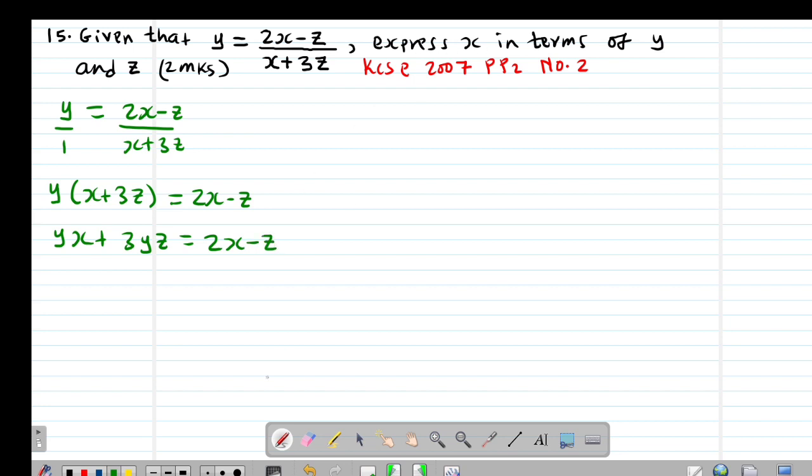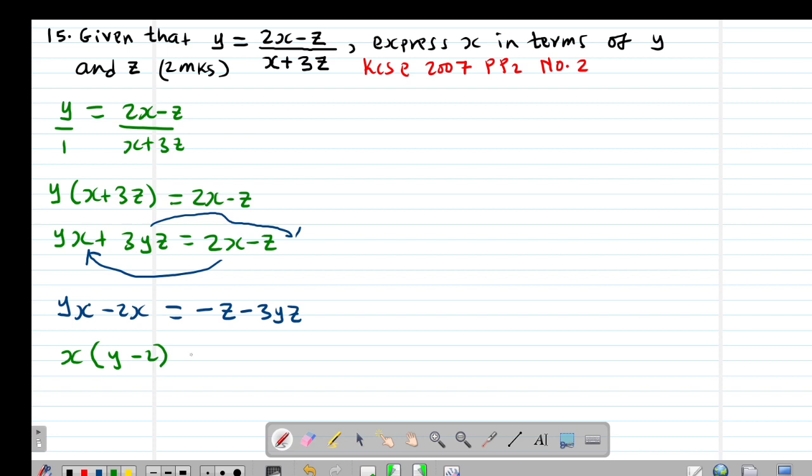Now they want us to make x subject of the formula, therefore I'll group the terms having x. So I'll take this term to this side and this other term to the opposite side. I'm going to have on the left hand side yx minus 2x being equal to, if this one moves to the other side, it will be negative z, then of course minus 3yz. So I'll factor out x because it is common. So I'll have x into bracket y minus 2 being equal to negative z, then minus 3yz.